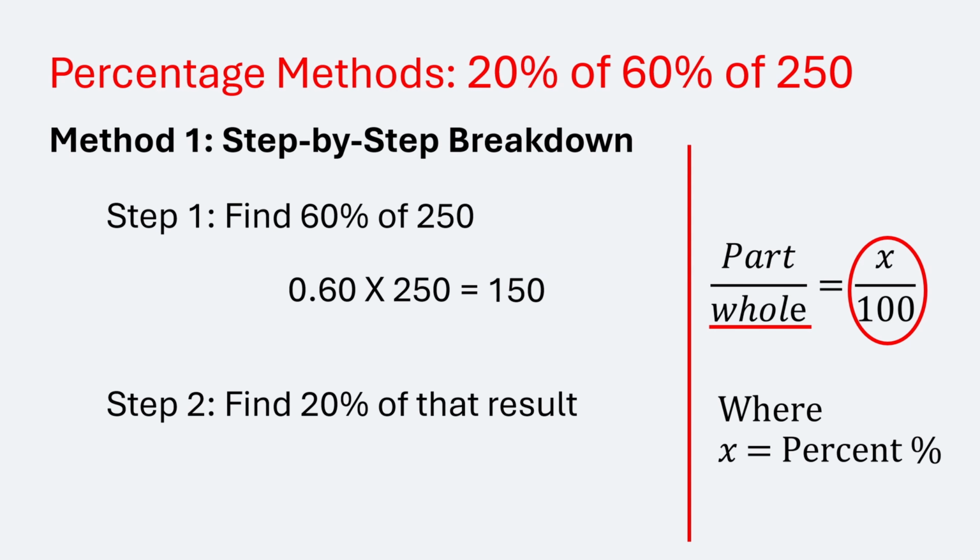Now we find 20% of 150, the value we got in step 1. 20% is 0.2 and the whole number is 150. Multiplying them gives 30. So 30 is our answer.